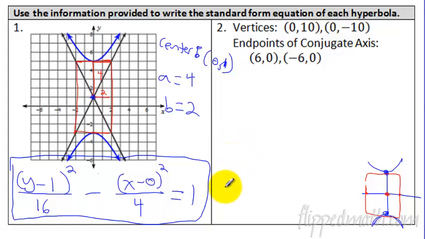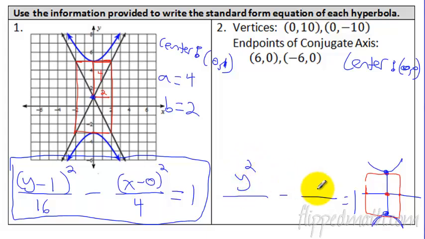So my answer is going to be, if my center is at 0, 0, center, 0, 0, that makes this pretty easy because I know it's just going to be x squared, y squared equals 1. And since it's opening up and down, I know that the y comes first. The x comes second, so y squared minus x squared. And now all we need is the a and the b. And then we can fill in our a squared and b squared. So what is the a squared?